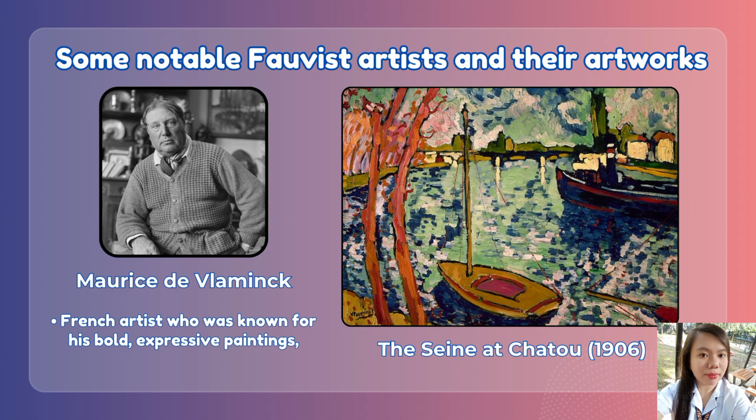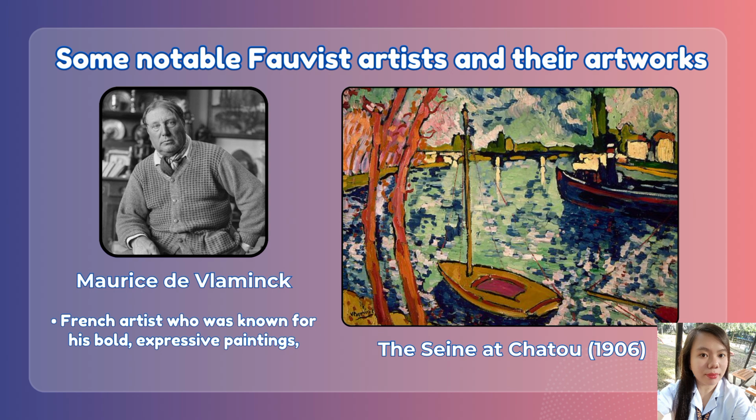One of his notable works is the scene at Chatou in 1906. This painting captures a view of the Seine River near Chatou, a small village west of Paris. Vlaminck's use of bright primary colors like blue, red, and yellow, applied directly from the tube in swirls, exemplifies his Fauve style. The painting's bold brushstrokes and vivid hues create a lively and dynamic scene, reflecting Vlaminck's spontaneous and passionate approach to painting.